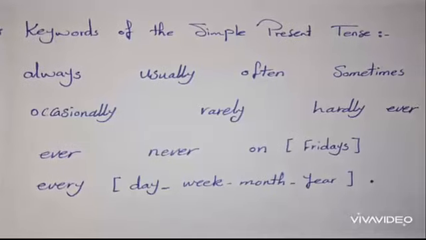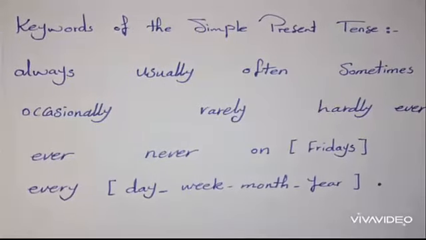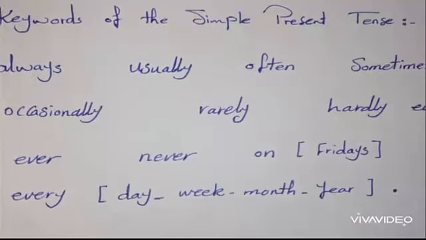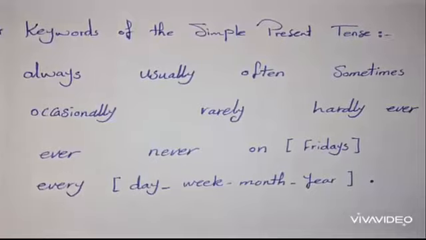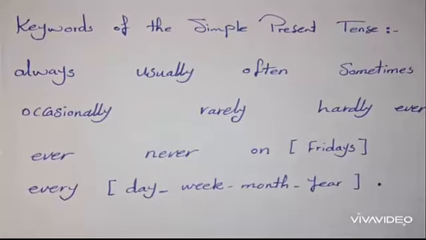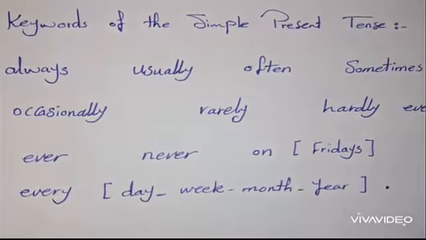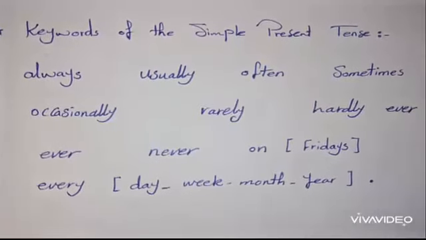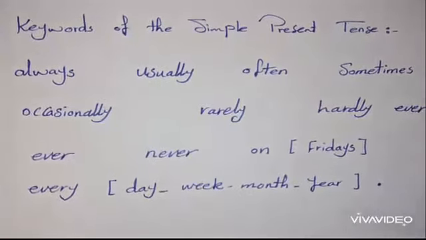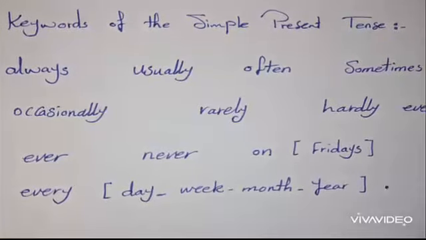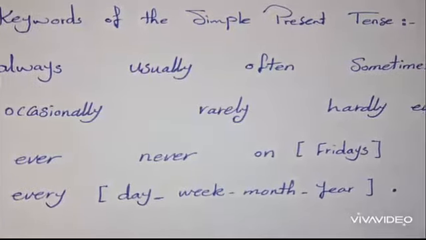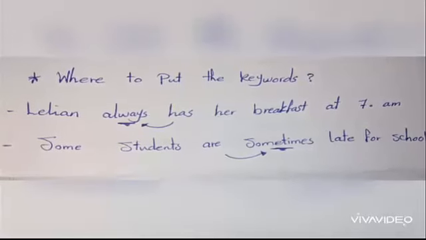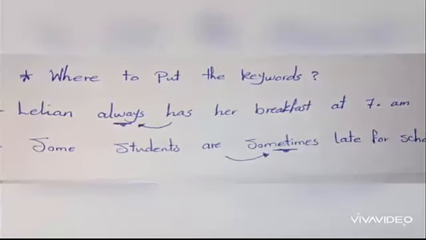The third point that you have to focus on is the keywords of the simple present tense. The keywords of the simple present tense are always, usually, often, sometimes, occasionally, rarely, never, ever, and hardly ever. These words are like marks that come to remind you that the sentence is in the simple present tense. There is a question here: where do we put the keywords of the simple present tense?